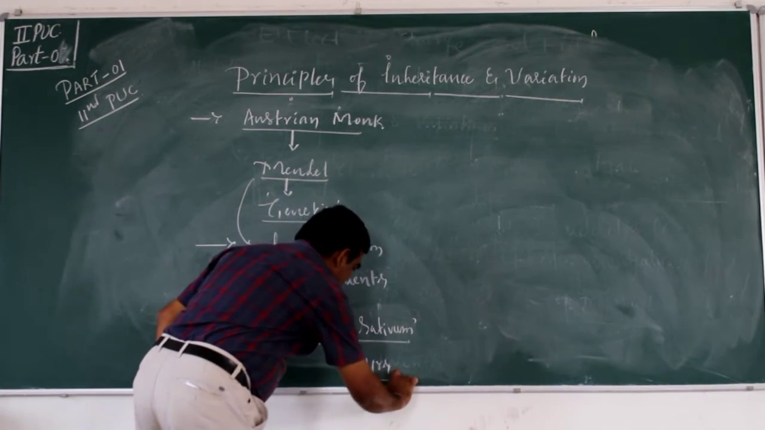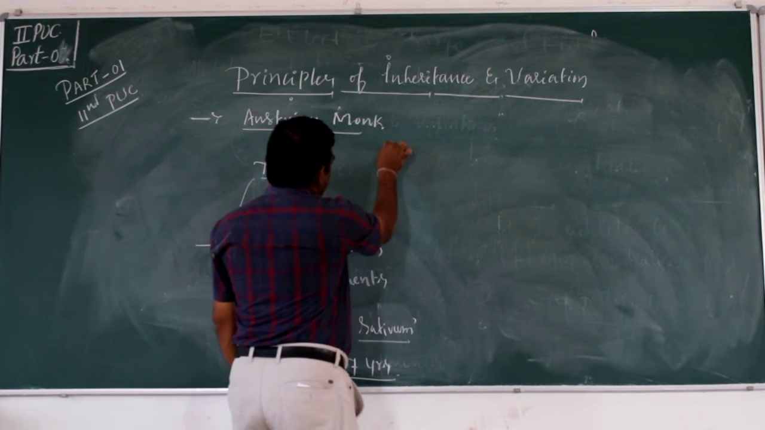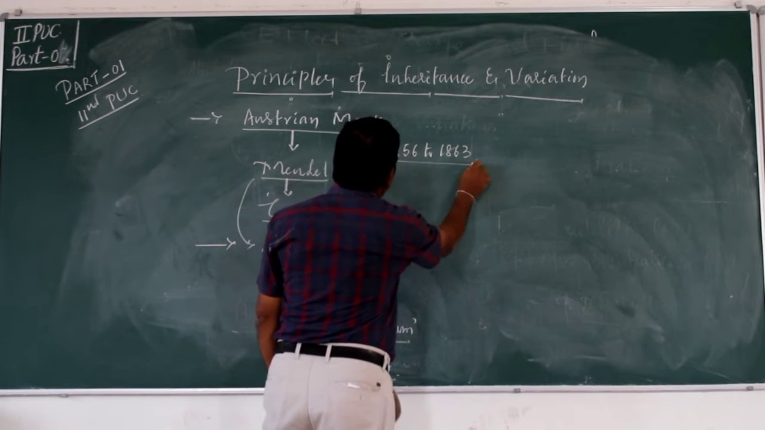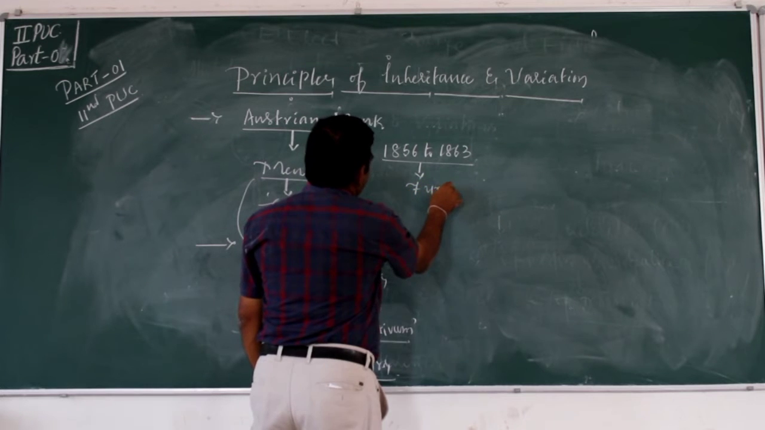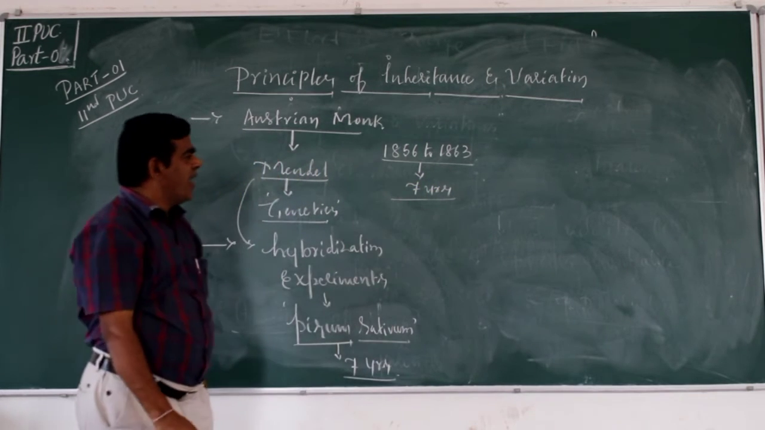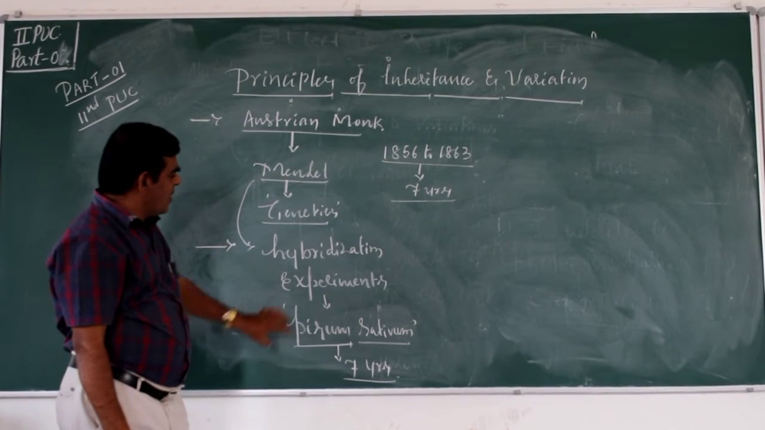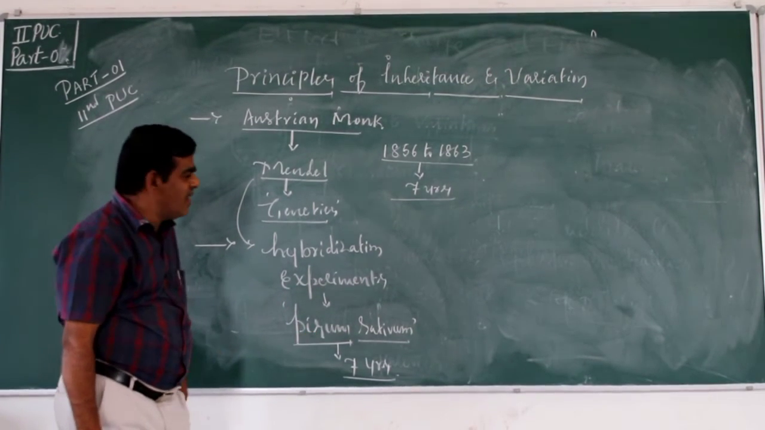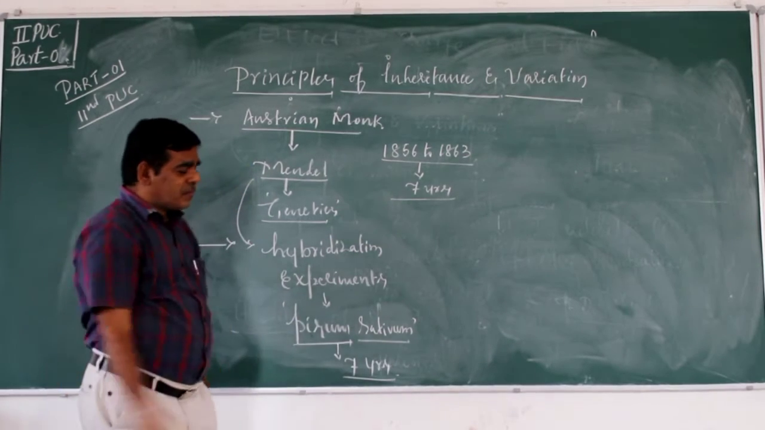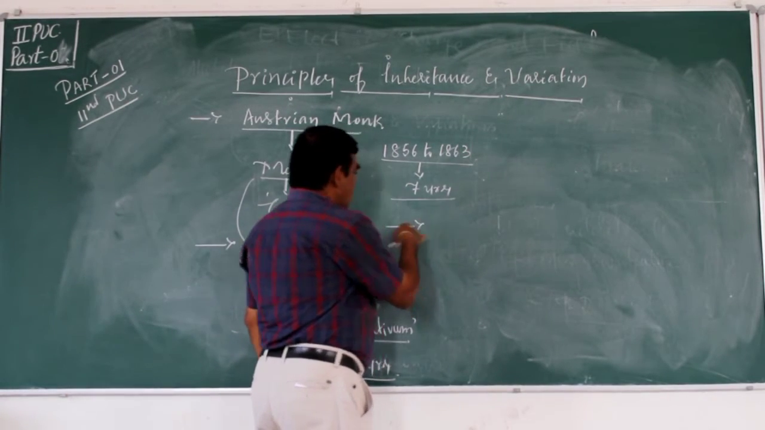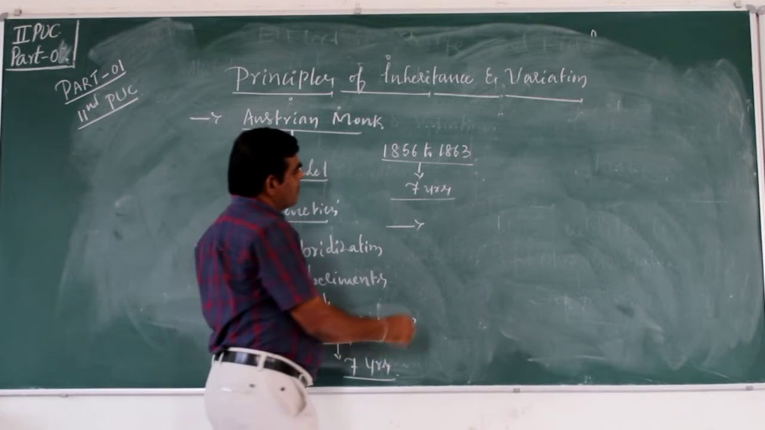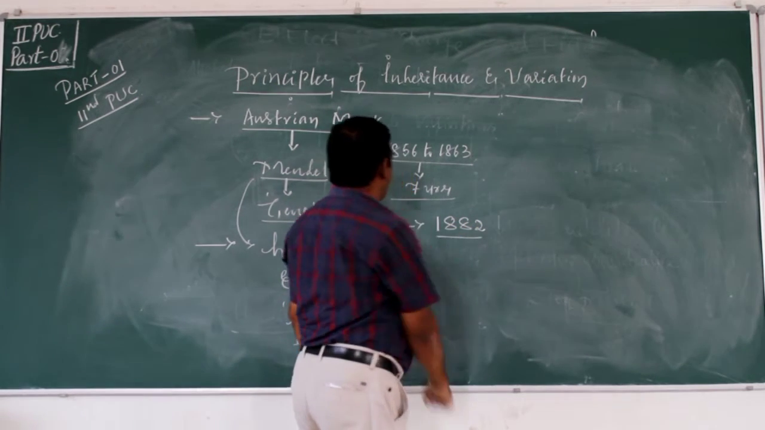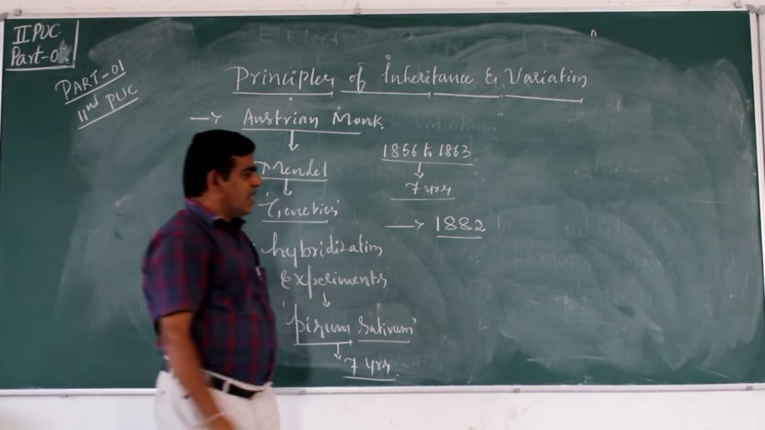So from 1856 to 1863, 7 years, he conducted the experiment on garden pea plants, nothing but Pisum sativum. So 7 years. Then Gregor John Mendel was born in 1882 in Moravia.